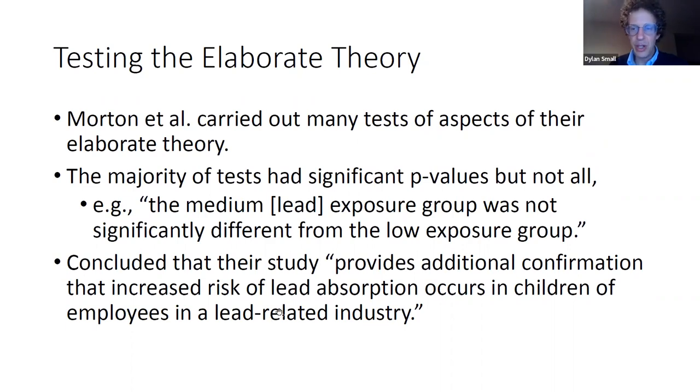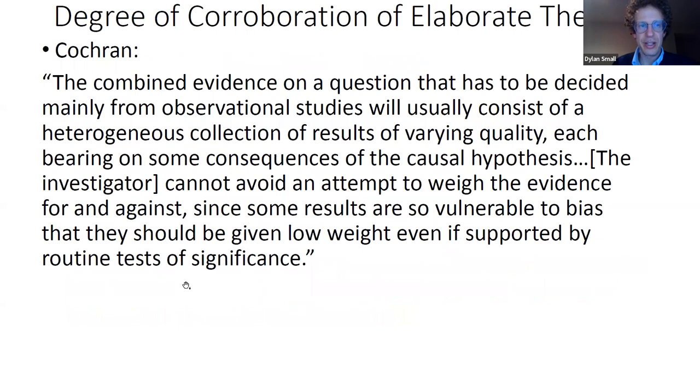So they sort of said the majority of these tests are supportive of the theory, and they concluded that their study provided additional confirmation that increased risk of lead absorption occurs in children of employees in a lead-related industry. An important question is, how do we statistically assess the corroboration of the elaborate theory? Cochran mentioned it's an important question.